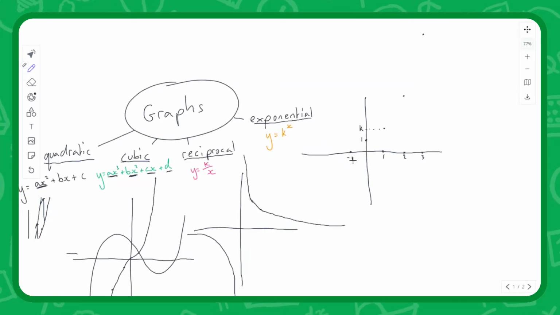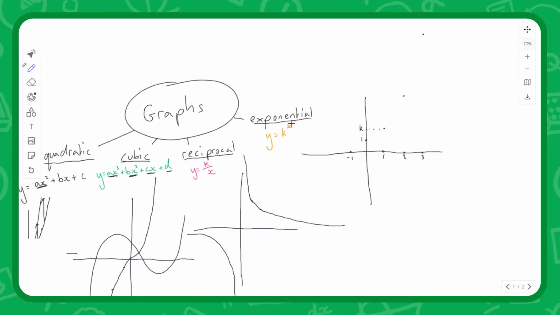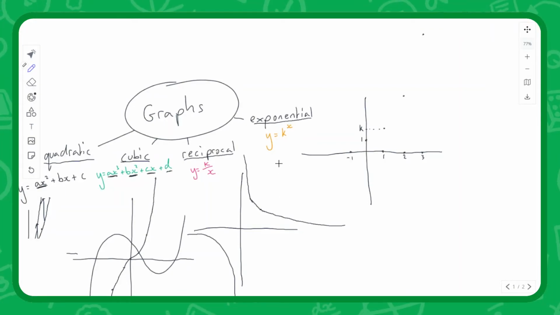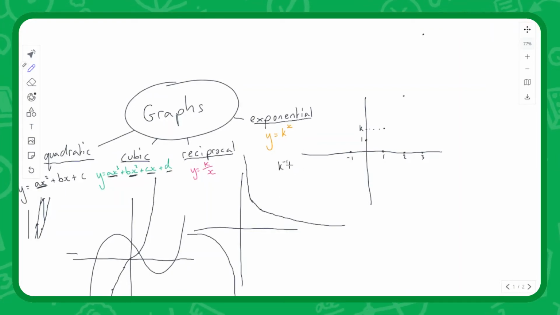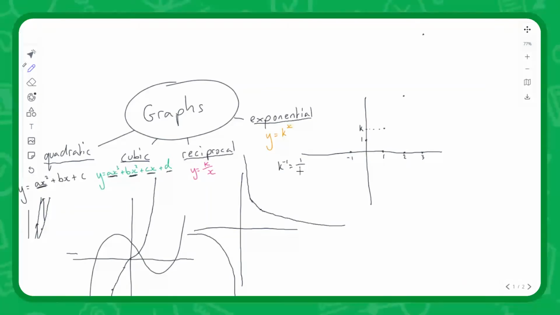And if we look down on the negative side of the x-axis, say x is minus 1, or k to the minus 1, if you remember from the power rules, k to the minus 1 is just equal to 1 over k to the 1. This minus here just means 1 over. So we're going to end up with 1 over k here, because anything to the 1 is just 1. So we get 1 over k, or a kth. Again, if k is 2, we'll end up with 1 over 2, which is a half.